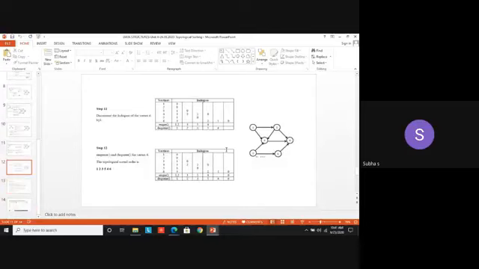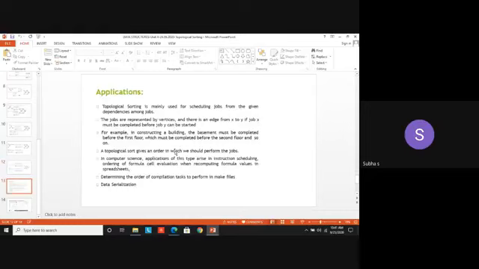So this is your final answer: 1, 2, 3, 5, 4, 6. As told earlier, you can try with 2 also. Okay, so this is one of the solutions. You can have more than one topological sorting for a given graph.